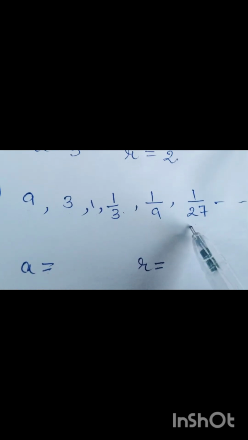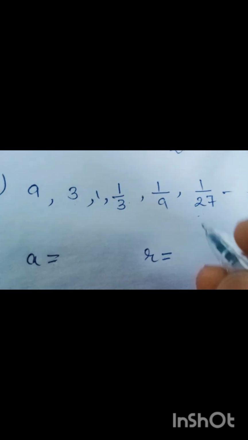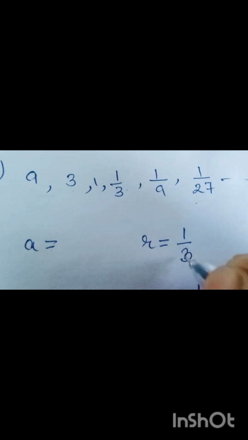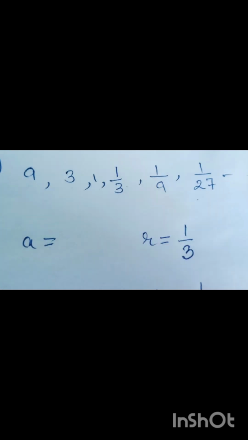The first example is in increasing order, but here it is in decreasing order. Let's say 9, 3. If we divide 9 by 3, we have 3. If we divide 3 by 3, we have 1. If we divide 1 by 3, we have 1 by 3. Again, if we divide 1 by 3 by 3, we have 1 by 9, and then 1 by 27. So here the common ratio is 1 by 3. As we are dividing, so r equals 1 by 3. And the first term of the sequence is 9.